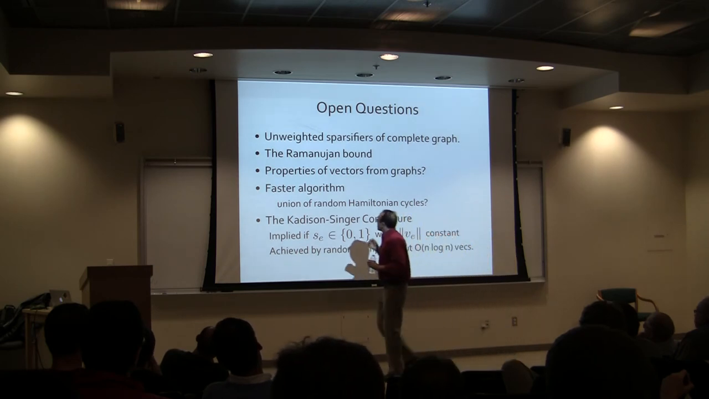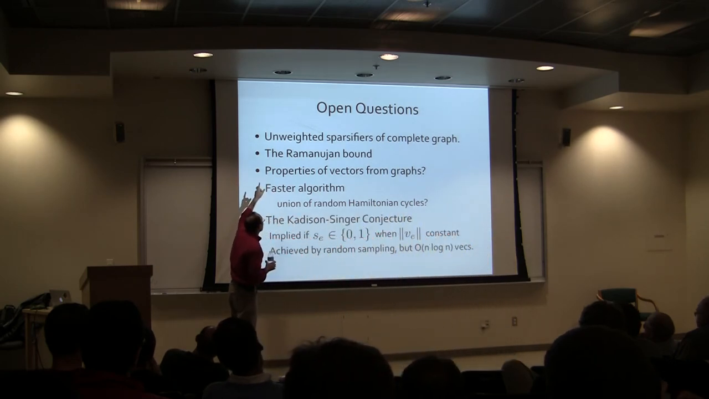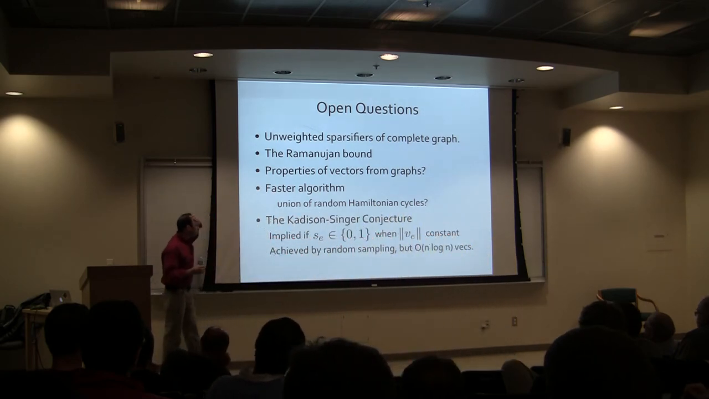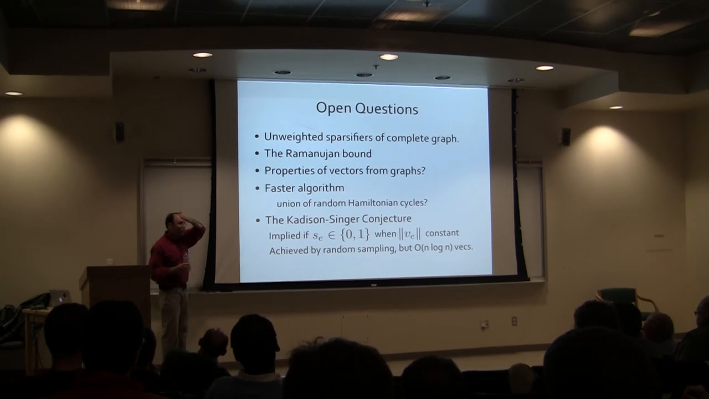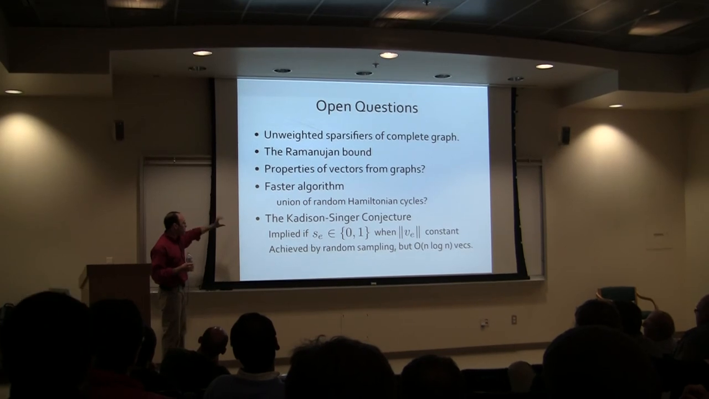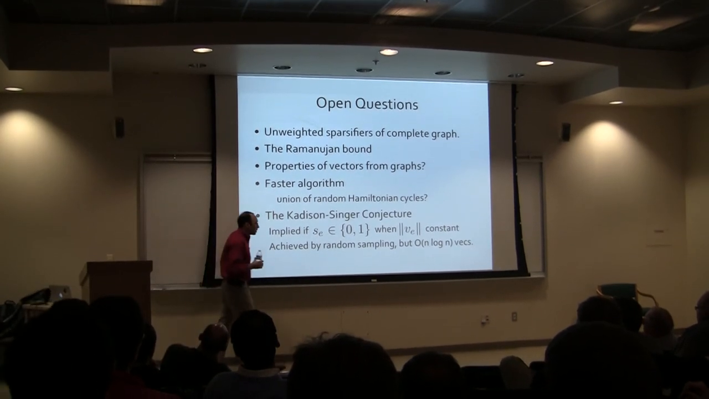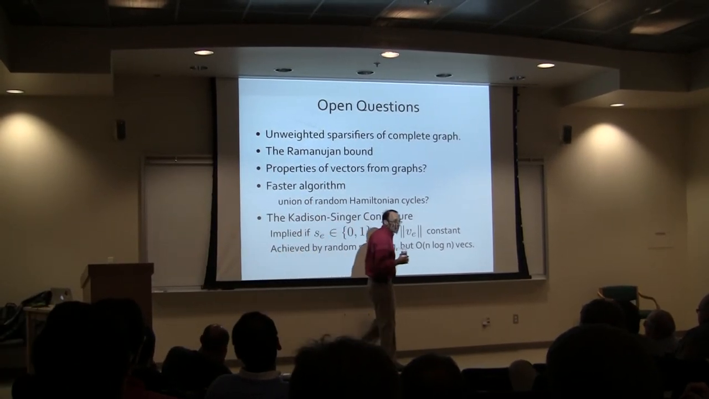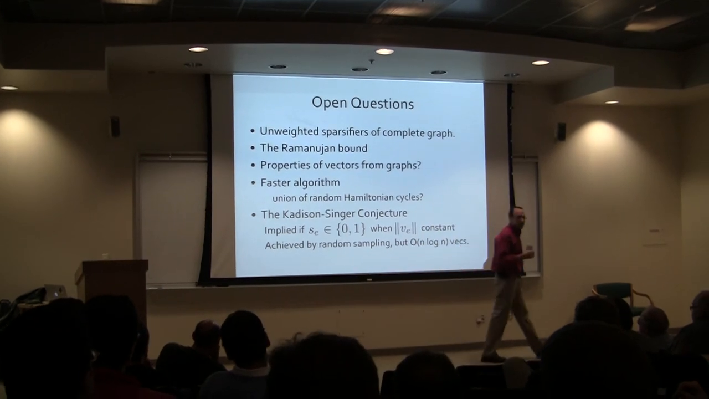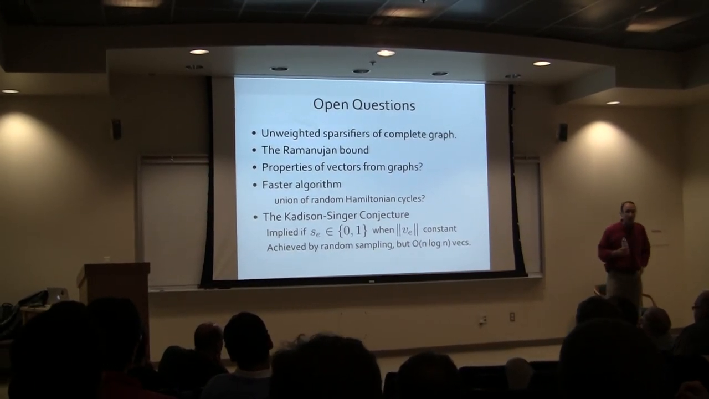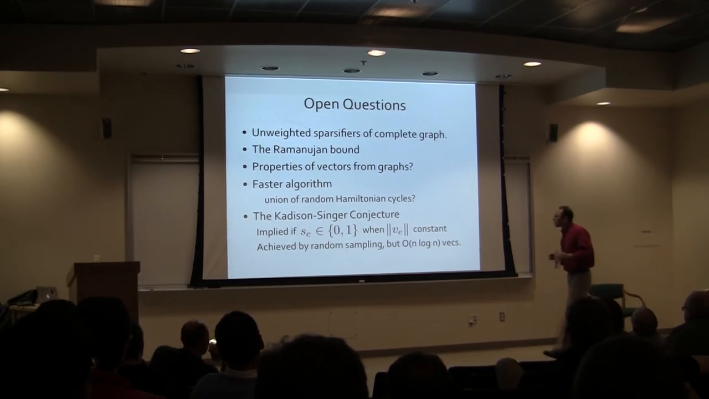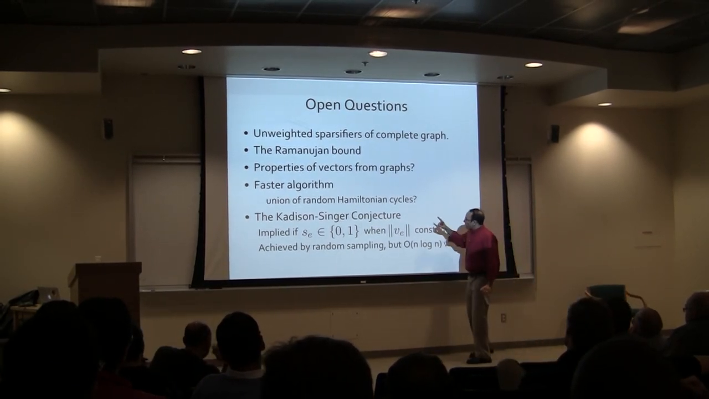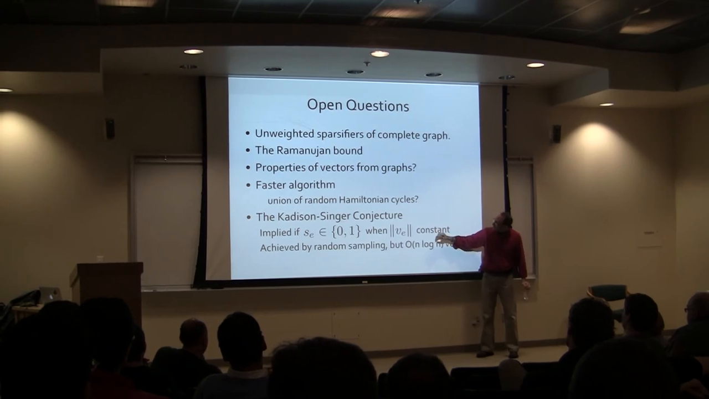And finally, let me mention that these other questions I was asking about unweighted sparsifiers are really a very big problem in disguise. Gil Kalai pointed out to me this very annoying thing: what we've done here is very, very close to the Kadison-Singer conjecture. This is a 60-year-old conjecture that came up in mathematical physics and has reappeared in at least 5 or 6 different places since.